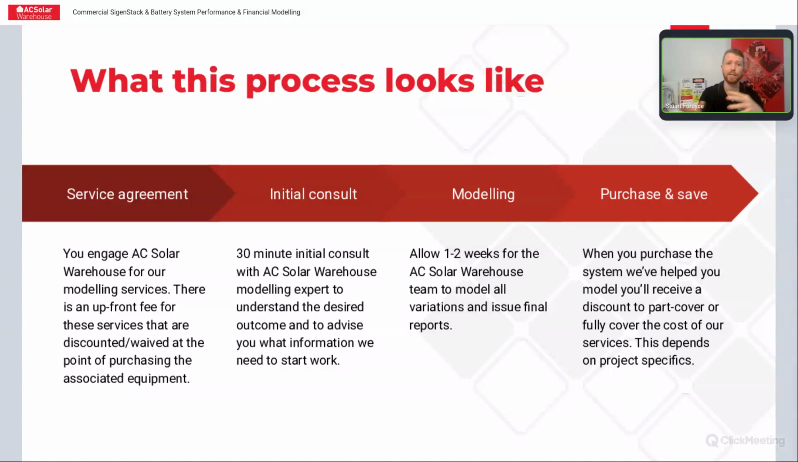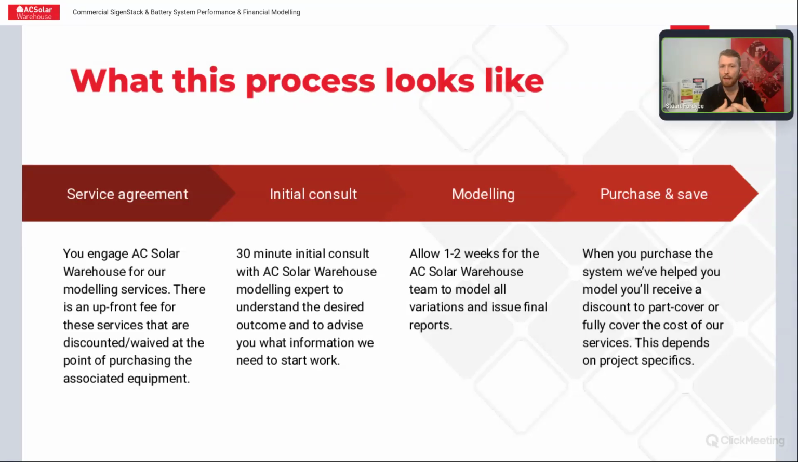The beauty of this process is that from there, once we understand what your intention is and we're in agreement about how this is going to work, we then schedule a 30-minute consult with an AC Solar Warehouse modeling expert, and it'll likely be our RPQ here at AC Solar Warehouse or one of our engineers in our engineering team. And they will talk you through all the options and understand what you are trying to achieve. And then we can build a plan for what we're going to model and the reports that we're going to generate.